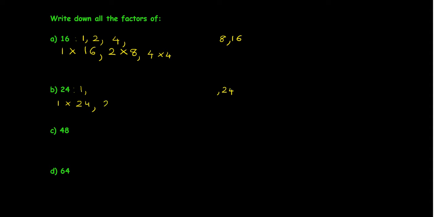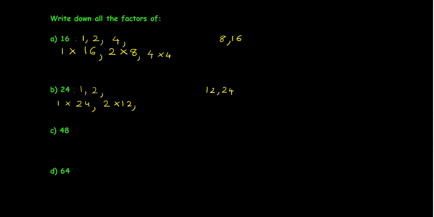2, because 24 is even, so it comes in the 2 times table. 2 times 12, so we've got 2 and 12. Now 2 plus 4 is 6, right? I added the digits of 24.